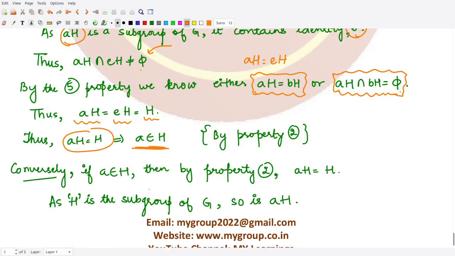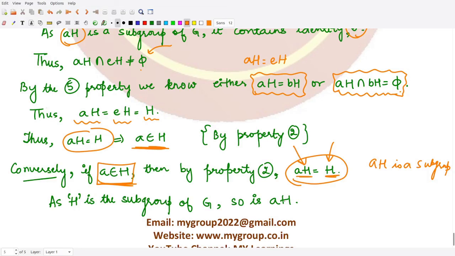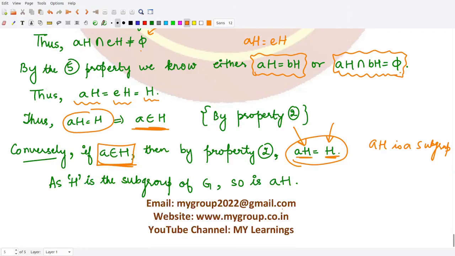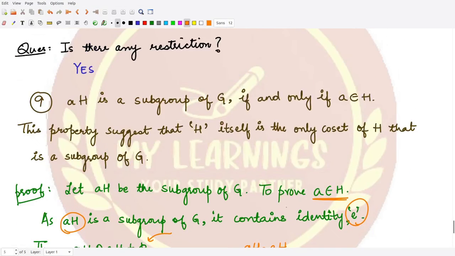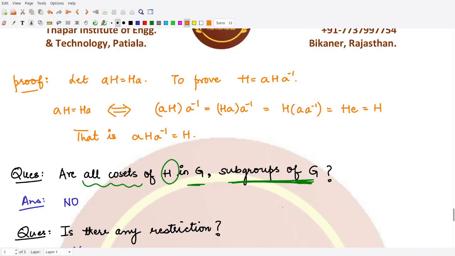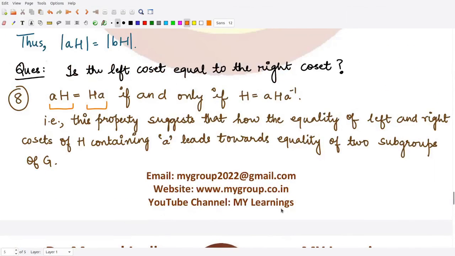For the next part, we assume that A is present in H, and we will prove that AH is a subgroup. Correct? This is what we wanted to prove. Now according to the second property, if A belongs to H, then AH would be equal to H, right? If AH is equal to H, and it is also known that H is a subgroup of the given group G, then AH is also a subgroup of G, and this is what we wanted to prove in this part. So I hope you understood these two properties of cosets. Well, that is it for this video. Thank you for watching.